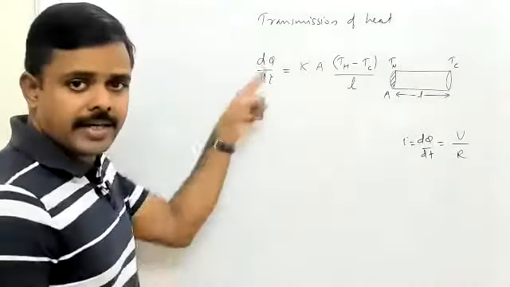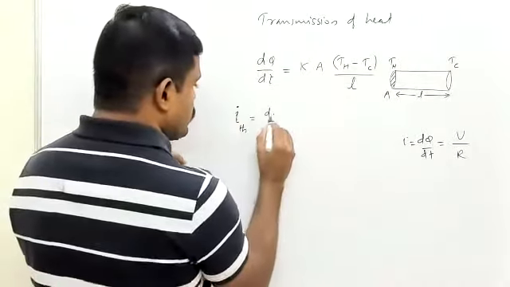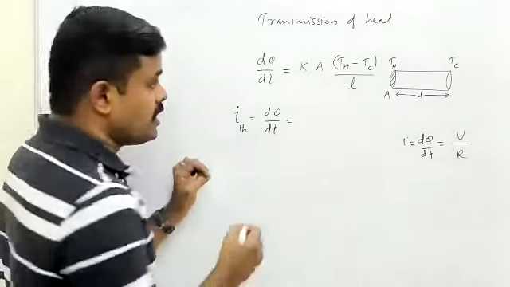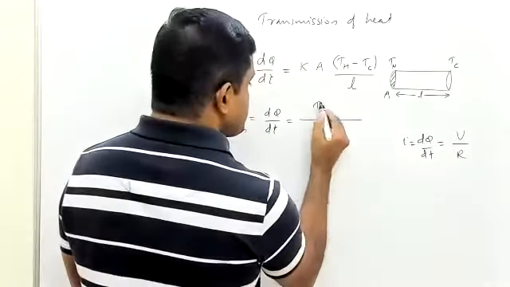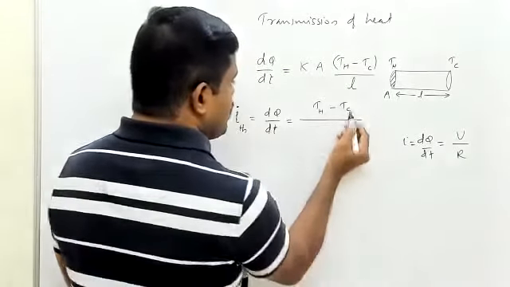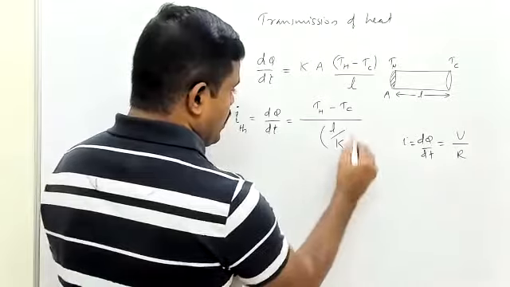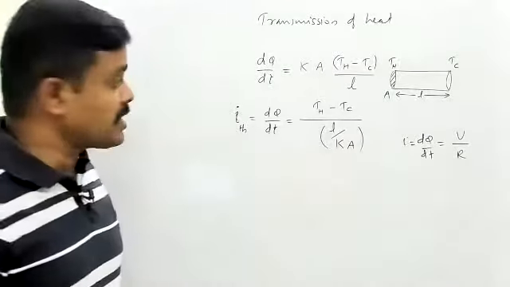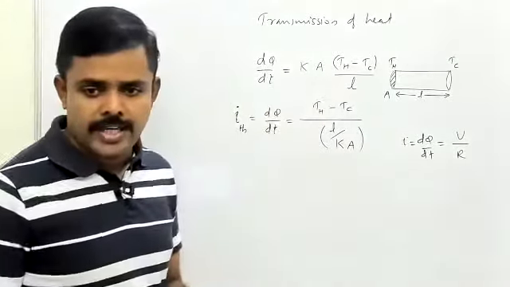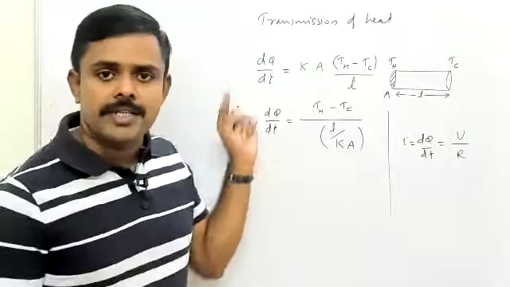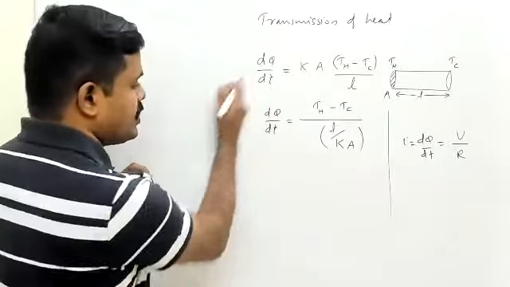Now, this looks like current, right? I thermal current is equal to dq by dt is equal to, with a little bit of modification, Th minus Tc divided by L by Ka. I've just taken this Ka to the denominator. I've just rearranged. This equation is rearranged.